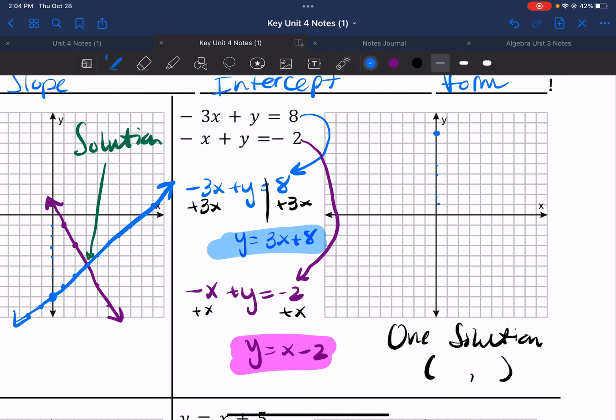So what that means, go down 3 to the left 1, down 3 to the left, down 3 to the left. All right, there's my line right here. All right, now I've done that one.